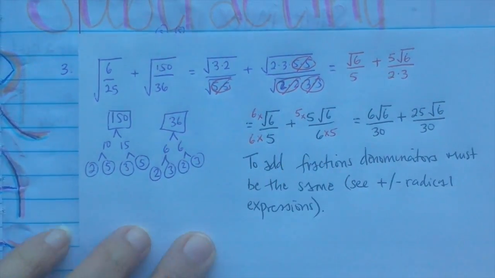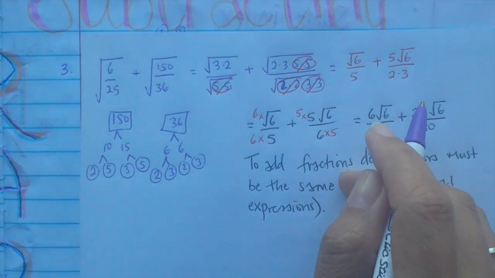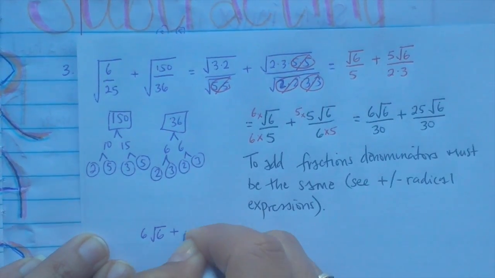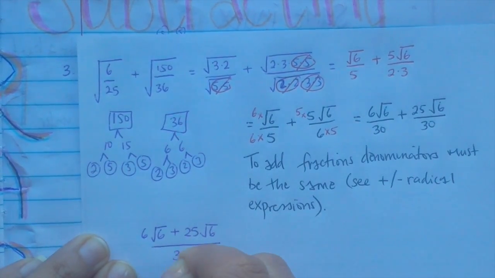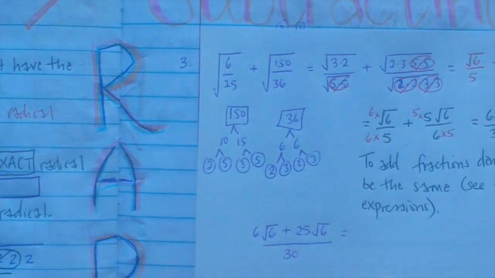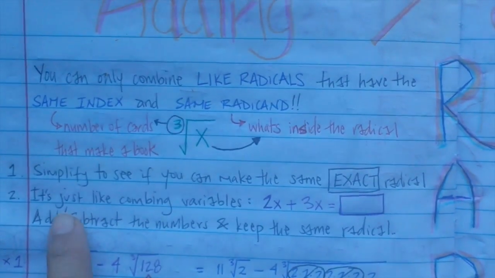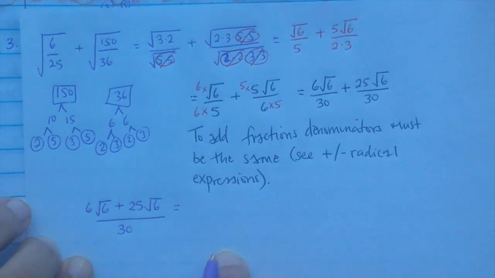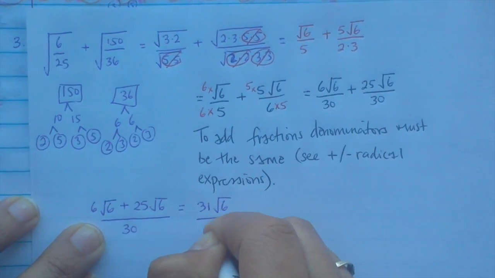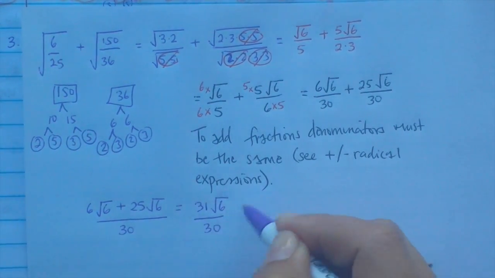Now my denominators are the same. Remember, you can put it over one denominator, and now you can just add the numerators. So it's going to be 6 radical 6 plus 25 radical 6 over 30. And again, just like we just learned, adding radicals is like adding variables. The radical is like the x. Put a box around that paragraph that says to add fractions, denominators must be the same. Put a box and color it in. 6 plus 25 is what? 31. And the radical is just like the x, so 31 radical 6 over 30. Can I simplify that? Look top and bottom. No. So I'm done. Let's take a look at one more example.